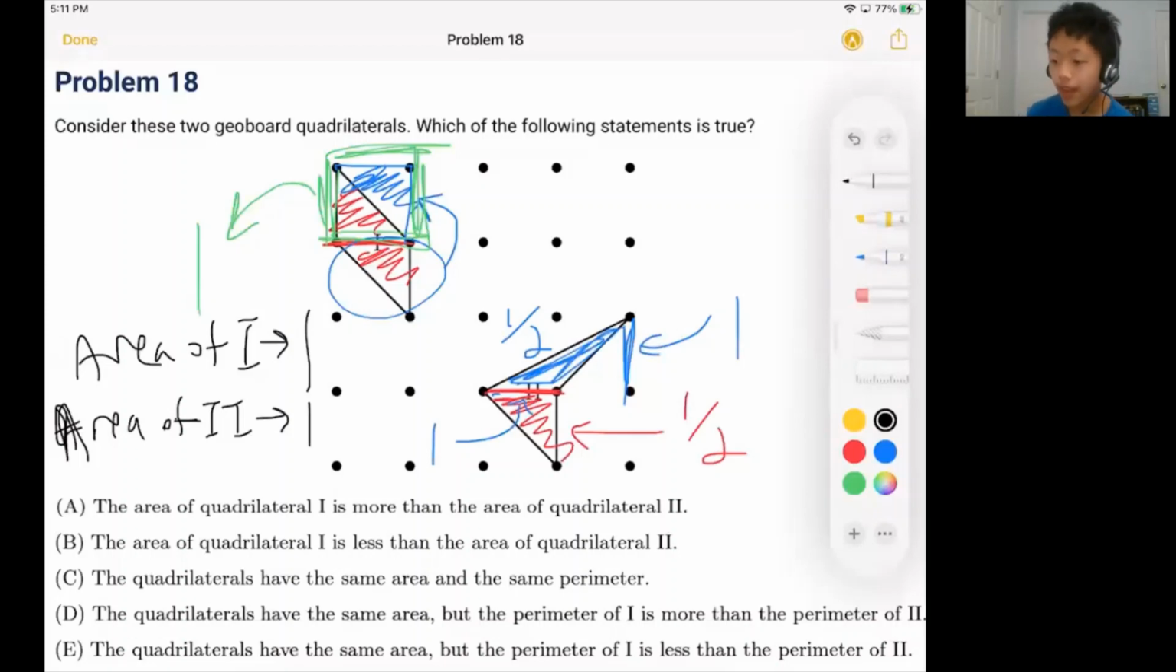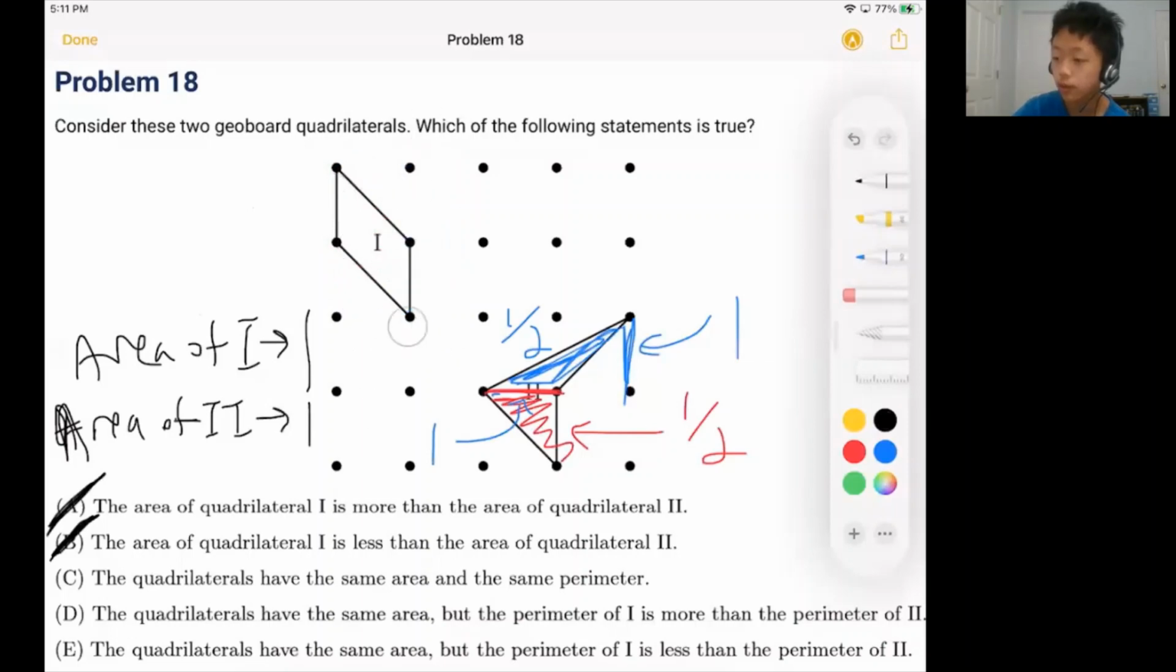So we find that quadrilaterals 1 and 2 have the same area. So we can immediately eliminate choice A and eliminate choice B, right? Because choices A and B assume that the two quadrilaterals have different areas, which is clearly false. And now we have to compare the perimeters of the two quadrilaterals.